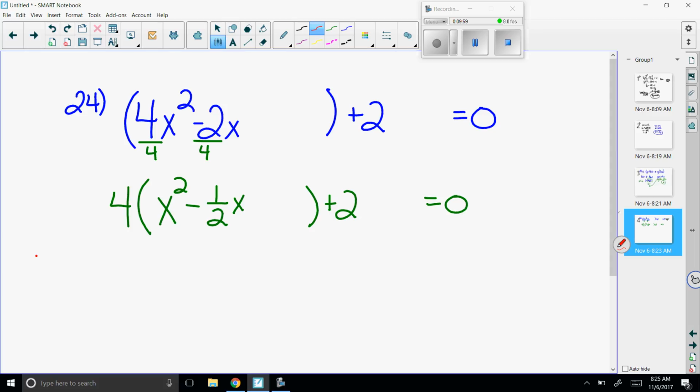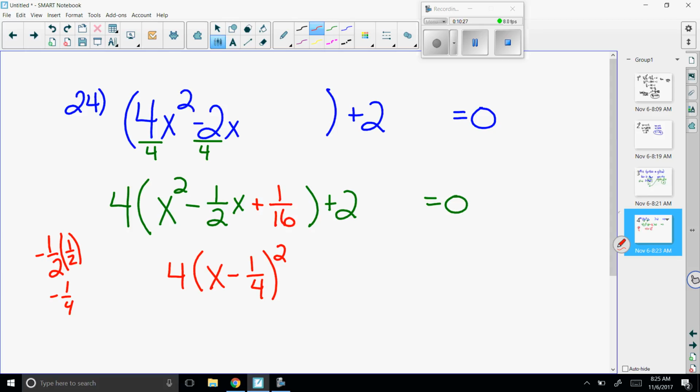Now take that out and multiply by 1/2. We're going to divide that by 2, which means multiply it by 1/2, which is going to give you -1/4. And then what do you do to that? Square it, which is positive 1/16.